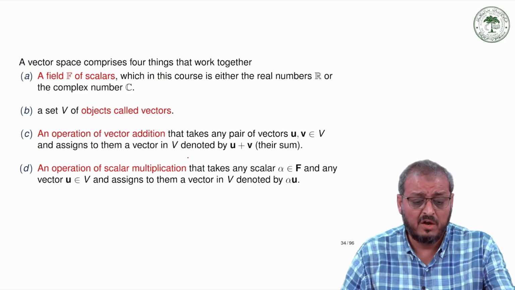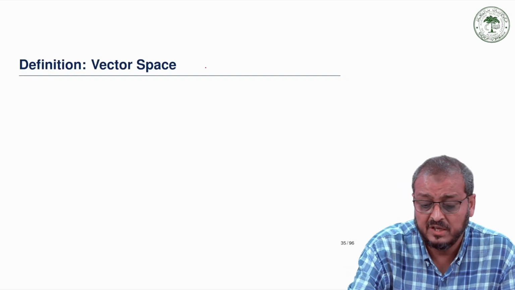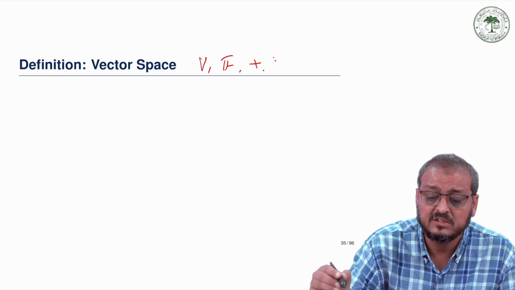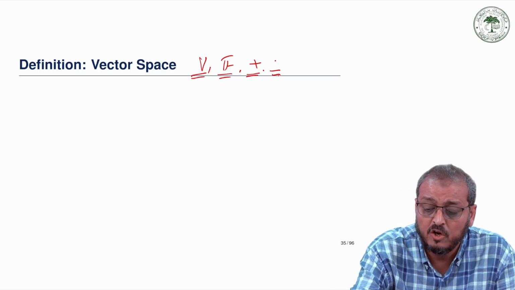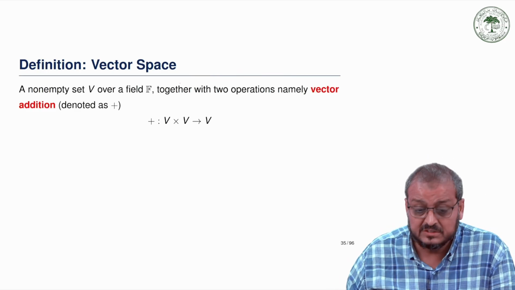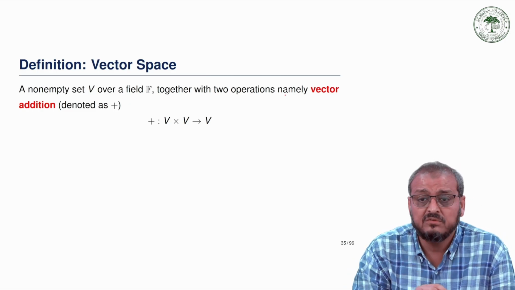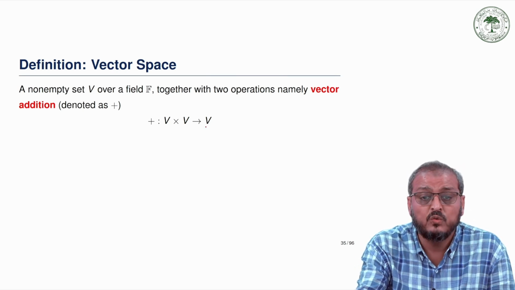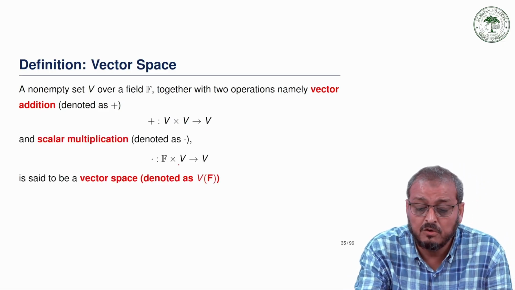So now we are equipped to define the vector space, because we have four things: vectors, a field, addition, and scalar multiplication. We take a non-empty set V over a field F together with two operations, namely vector addition and scalar multiplication. Vector addition is defined as V cross V to V, whereas scalar multiplication is from F cross V to V.